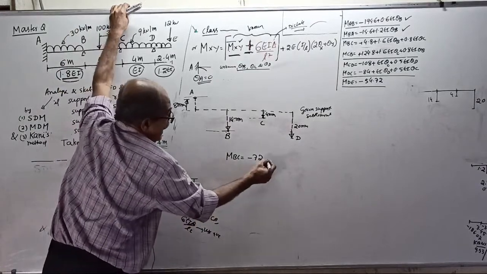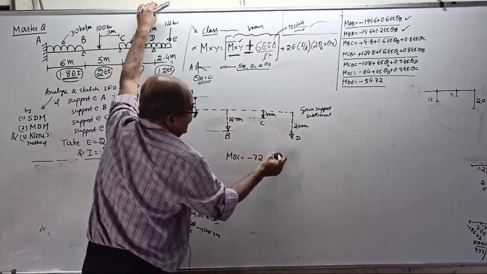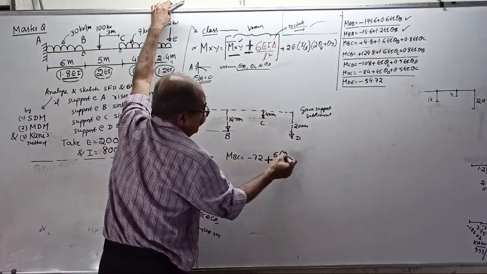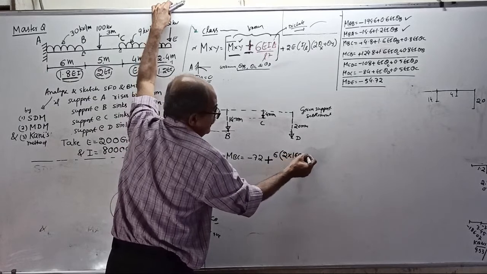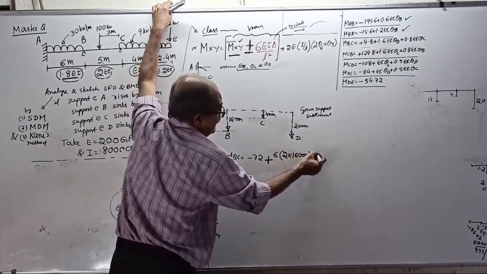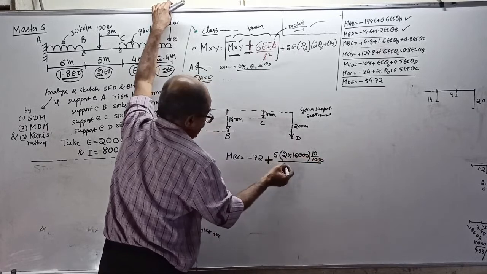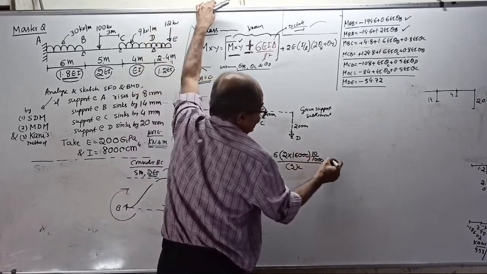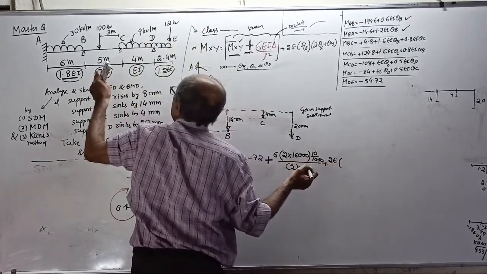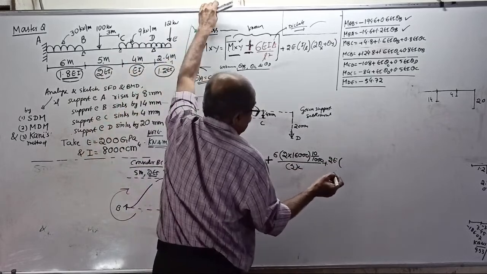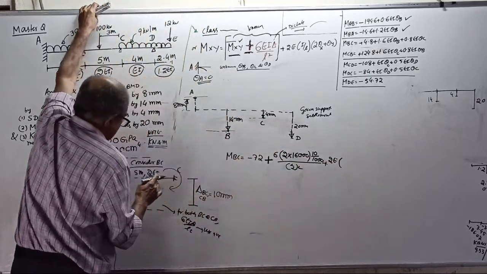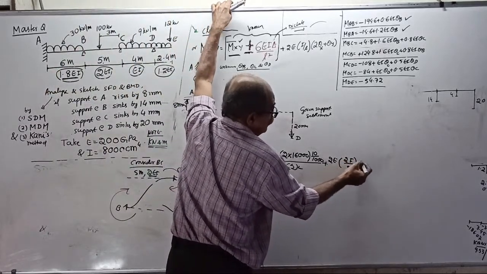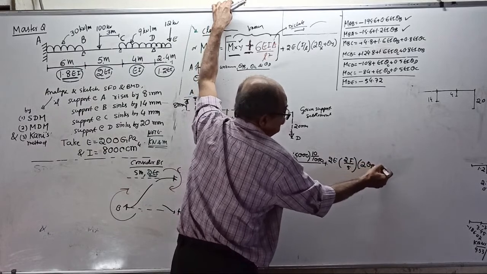So, it is plus, how much? 6 into EI. See, it is 2 EI here. 6 into 2 into 16,000, delta is 10 by 1,000, divided by 5 square. Plus the usual 2E into I, I is 2I, by length, which is not 4 meter. Length is 5 meter. 2E into 2I by 5 into 2 theta B plus theta C.